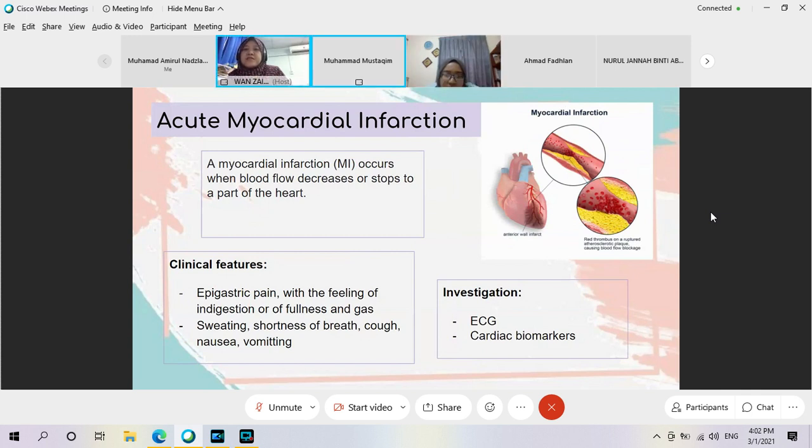Apa ECG changes in acute? Najwa jawab. Dia yang prepare the slide kan? Najwa jawab. You answer me, not your friend. ST segment elevation. Apa dia? ST segment elevation. ST elevation. Semua?